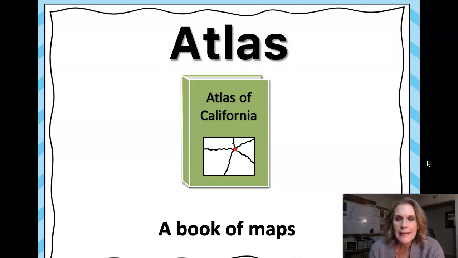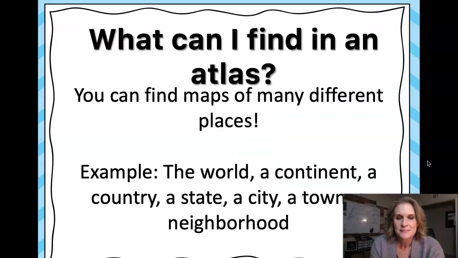What is an atlas? An atlas is a book of maps. What can I find in an atlas? You guessed it, you can find maps of many different places. For example, the world atlas, a specific continent, a specific country like France, a state like California, a city like Hesperia, a town, or even a neighborhood.